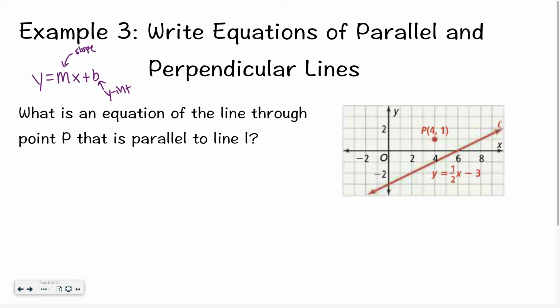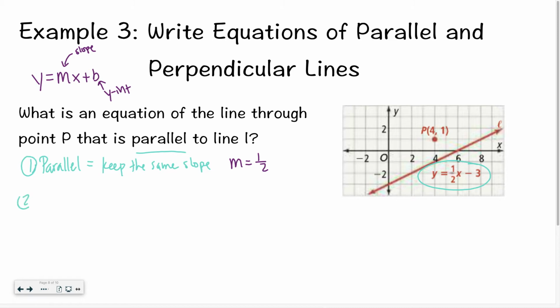Okay, so I'm given the equation y equals 1/2 x minus 3. And if I'm looking for something parallel, I am going to keep my slope. So let's write it out. Step 1. Parallel means keep the slope. So I can say that m is going to equal 1/2. The slope is just the 1/2. It doesn't include the variable.